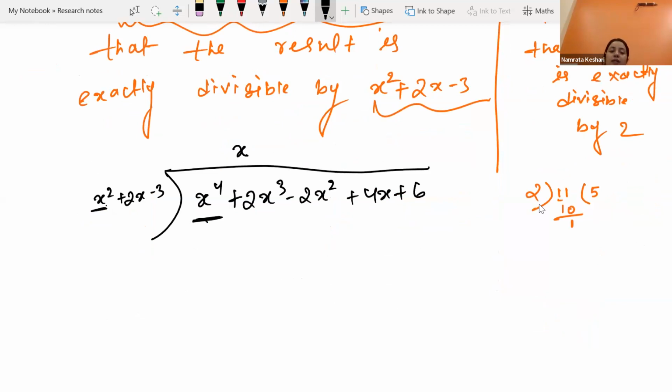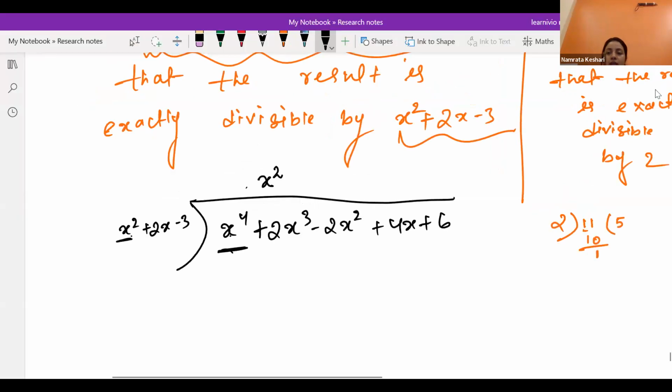X square mein kya multiply kare ki x to the power 4 create kar paaye hum? X square, right? Yes or no? Yes, ma'am. Okay, let's continue.